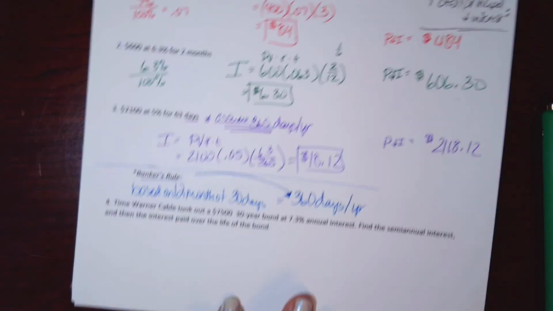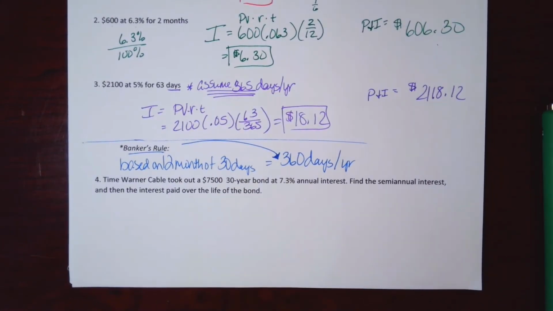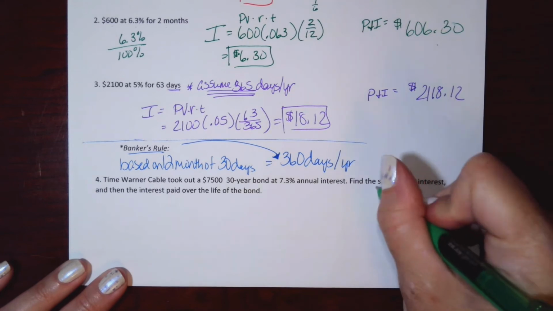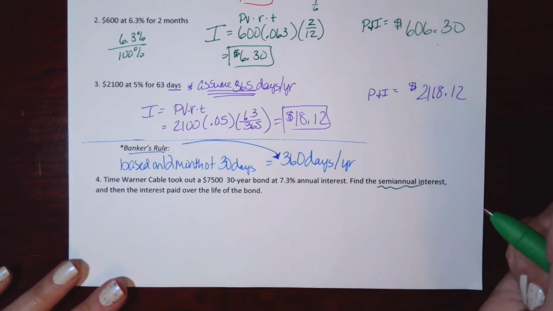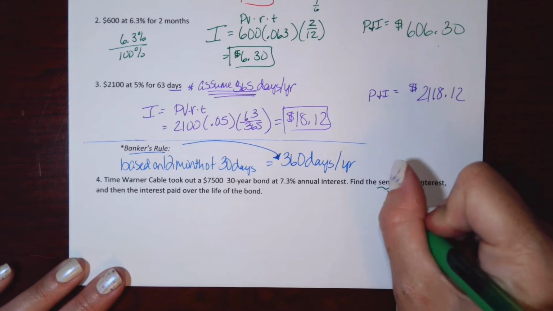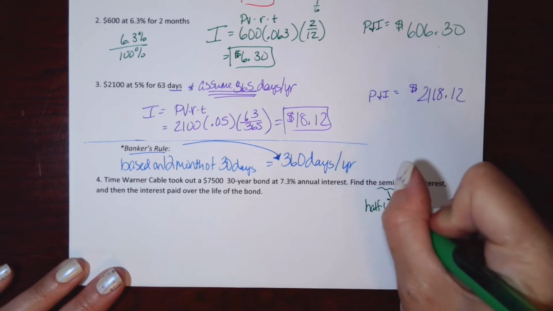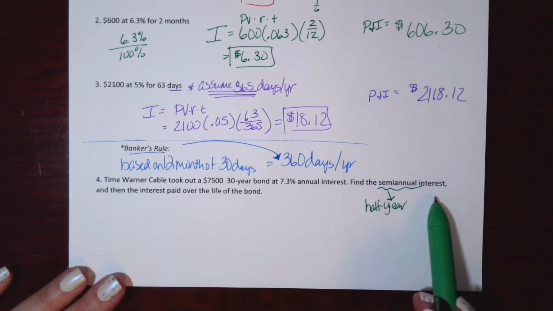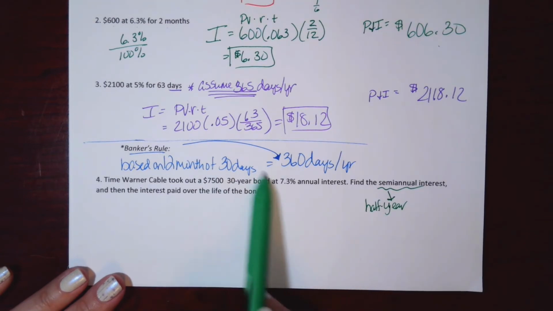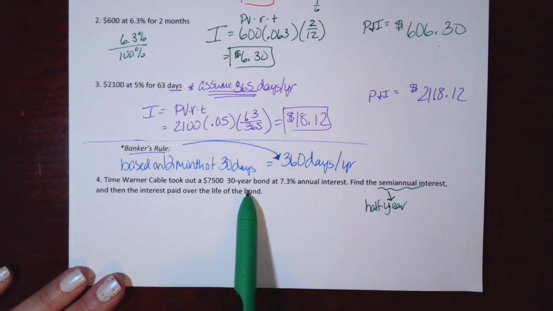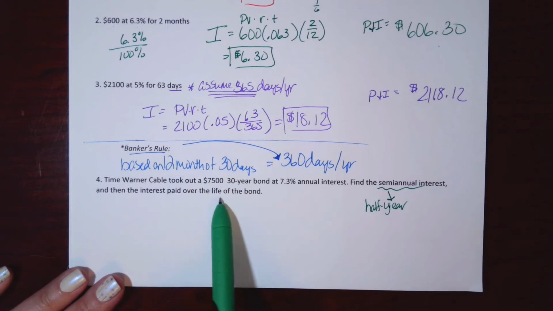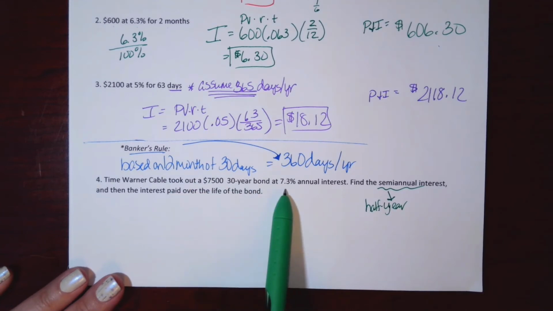Okay, let's put this into some applications. Time Warner Cable took out a 30-year bond at 7.3 annual interest. Find the semi-annual interest and then the interest paid over the life of the bond. Semi-annual. Well, what does semi-annual mean? Well, a semicircle would be half a circle. So semi-annual would be half year. So we want the half year interest, and then we want the whole interest that would be paid out over the 30-year investment. A bond is going to be simple interest.